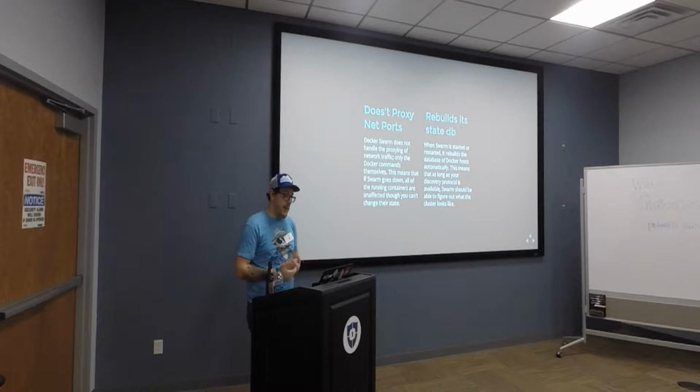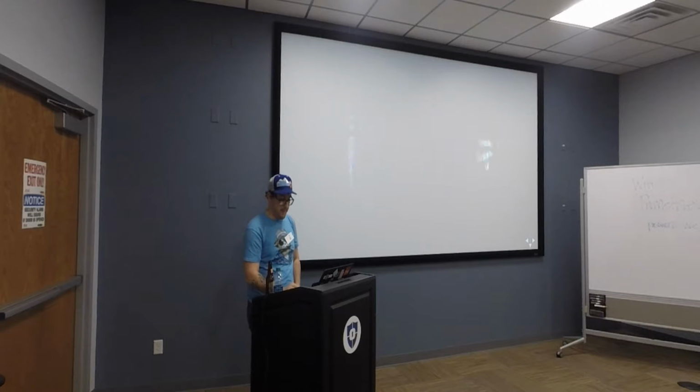What I've seen is that running two of these in an active-passive mode is a good way to get HA. You're not going to get your full capacity of the two nodes, but since it will rebuild its state and it's not proxying net ports, it's okay for one Swarm daemon to go down and gracefully fail over to the other, if you're looking to set this up in an HA environment. This demo does not cover anything HA at the moment.